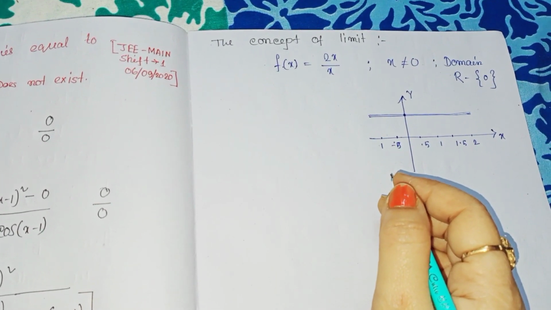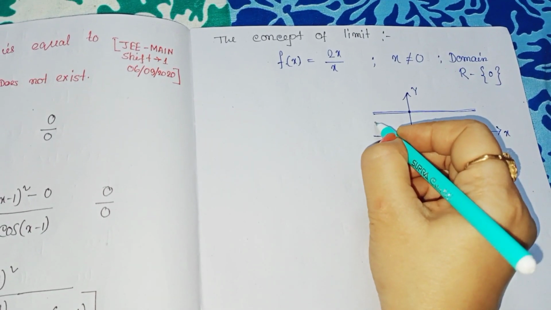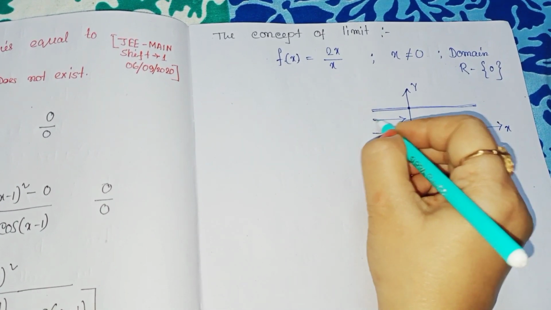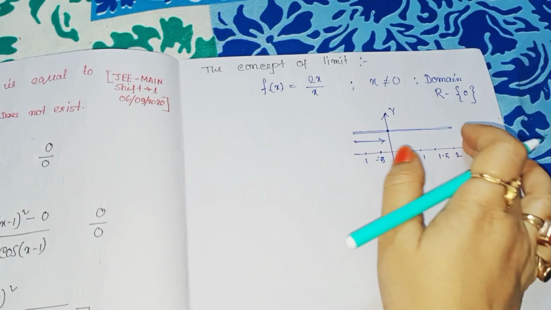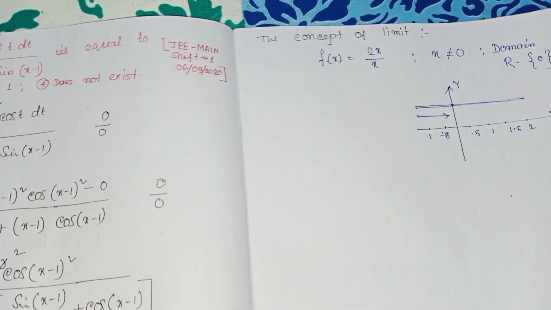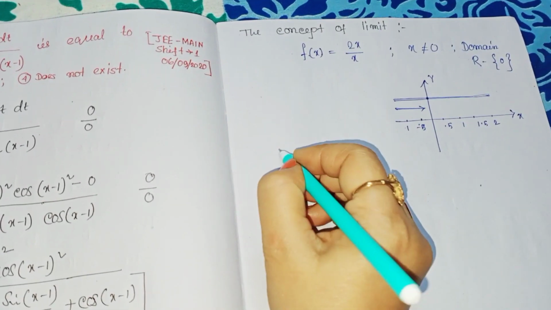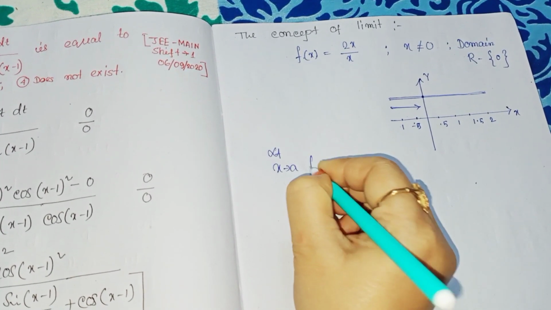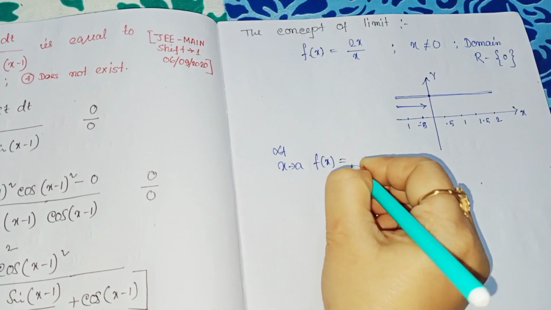Now the tending value, it is tending to x. If it is tending to x, then it is the clear picture of f of x is equal to 2x by x. Now limit x tends to a, f of x is equal to L.